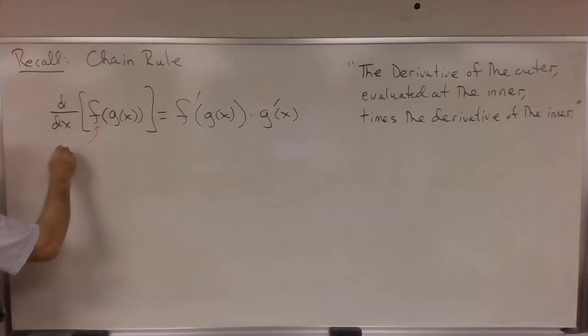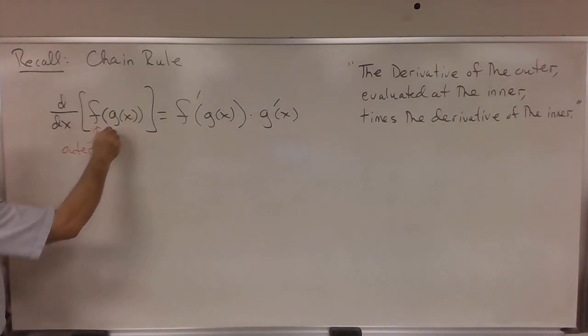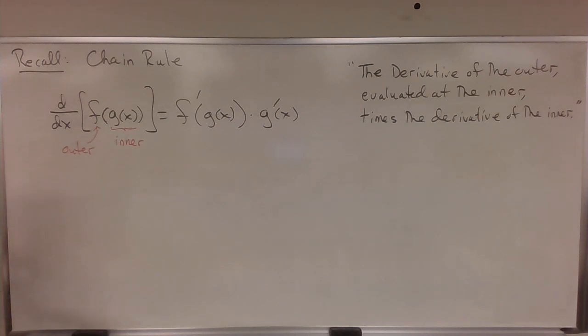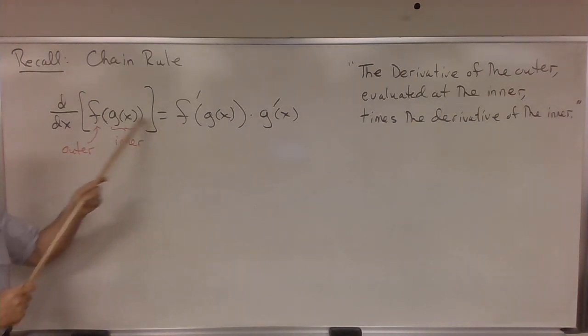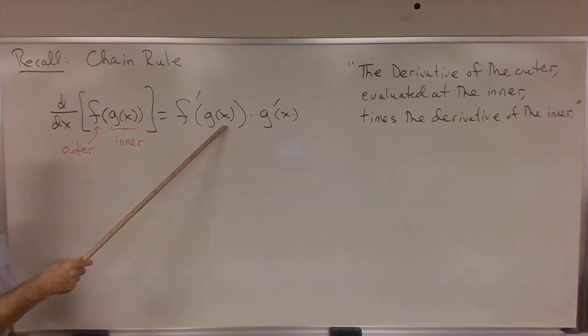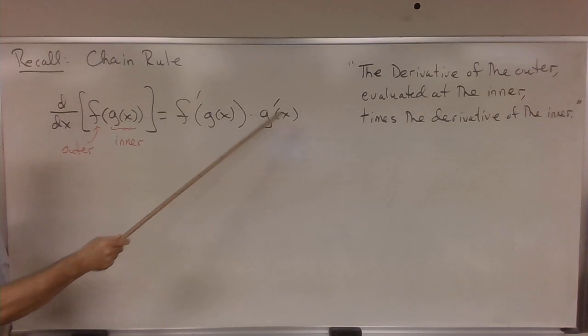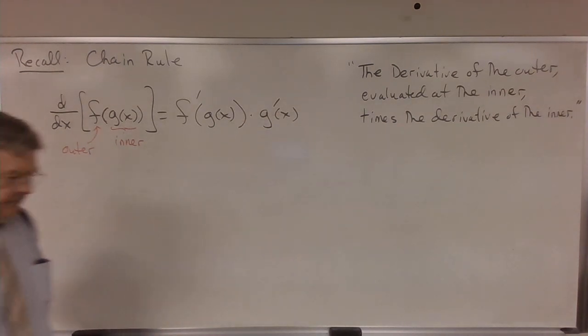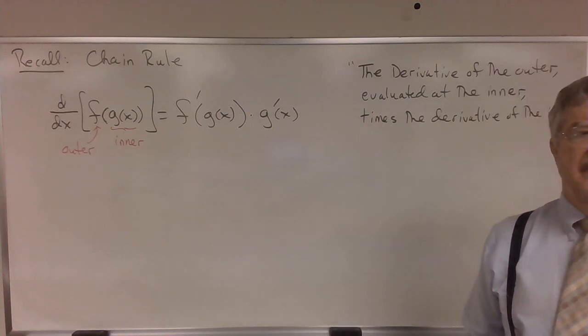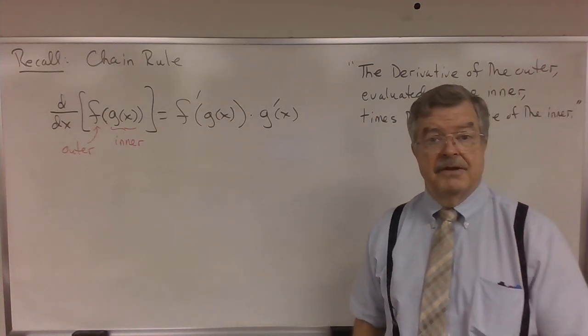We might label f the outer function and g of x the inner function. And so in that context, we have f prime, the derivative of the outer, evaluated at the inner, times the derivative of the inner. So to get the ball rolling, let's just do something for the sake of review.